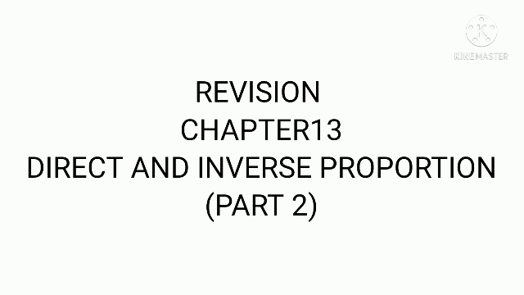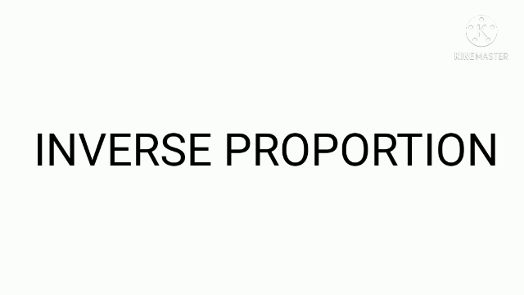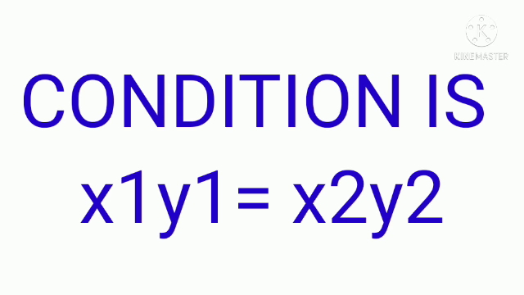Children, we go through the revision videos. Today we will discuss chapter 13 revision part 2. In the last class we discussed direct proportion and the problems related to direct proportion. Today we deal with inverse proportion and the problems from exercise 13.2. You know that the condition for inverse proportion is x1 y1 is equal to x2 y2, where x1, x2, y1 and y2 are the values for the given situations. So applying these values, we can do some problems now. So let us watch the video.